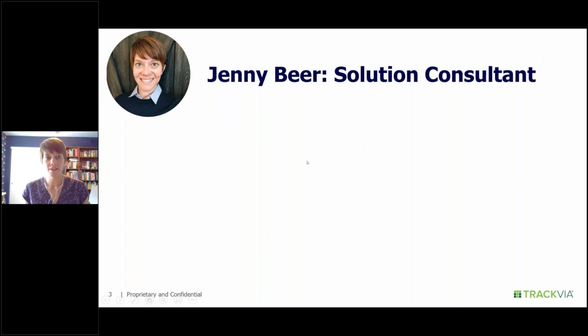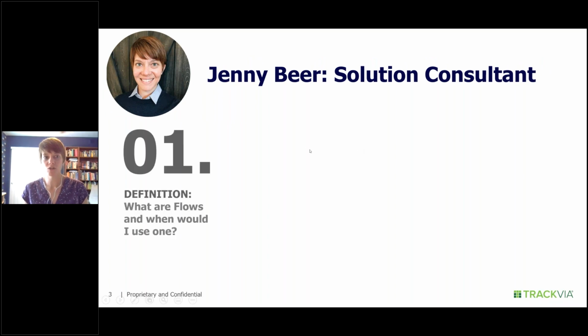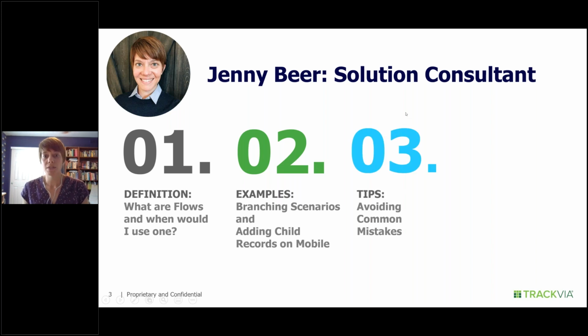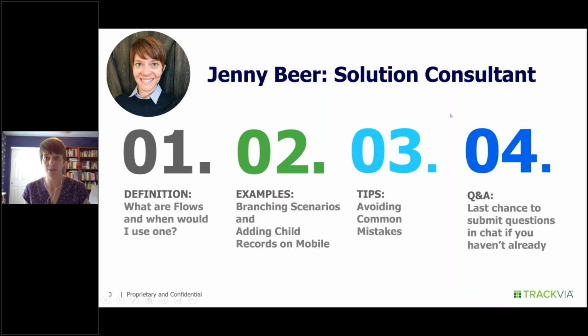So today we're going to start with a definition of flows, just what are they and when you might want to use one. We will also take a look at a couple of examples, specifically a branching scenario and then adding child records on mobile. We will talk about avoiding some common mistakes. And then, of course, answer your questions. You can submit them throughout, and then at the end, if you haven't already.